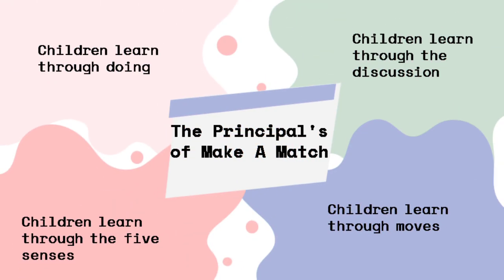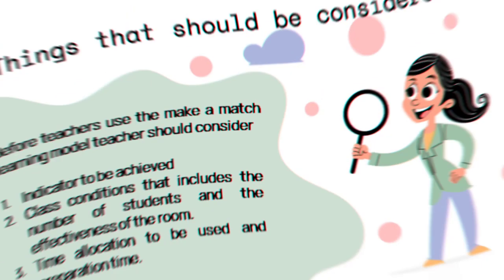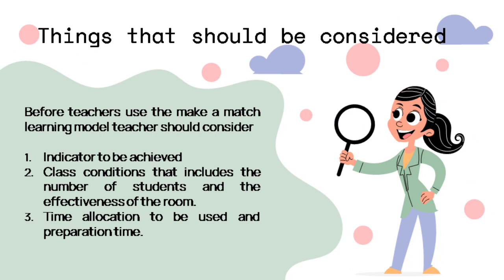Then the principles of Make a Match. First, children learn through doing. Second, children learn through the five senses. And then third, children learn through discussion. And then the last one, children learn through moves. Okay, so next, things that should be considered. Before teachers use the Make a Match learning model, teachers should first consider the indicator to be achieved, and then class conditions that include the number of students and the effectiveness of the room, and lastly the time allocation to be used and preparation time.